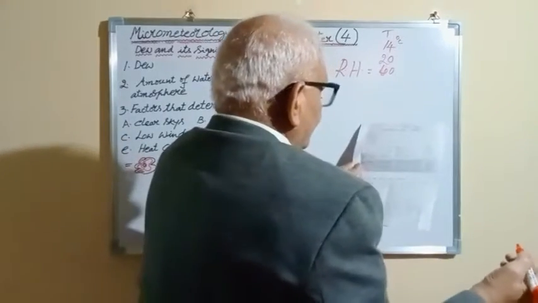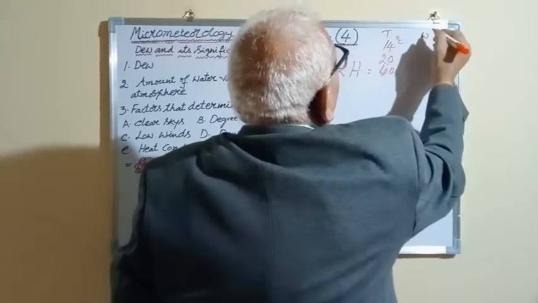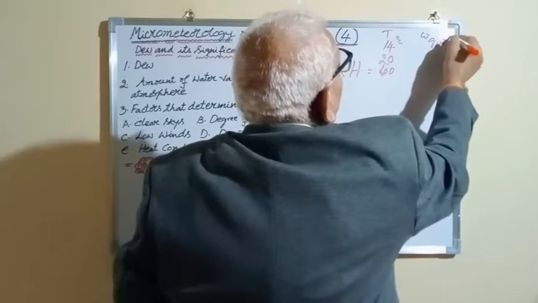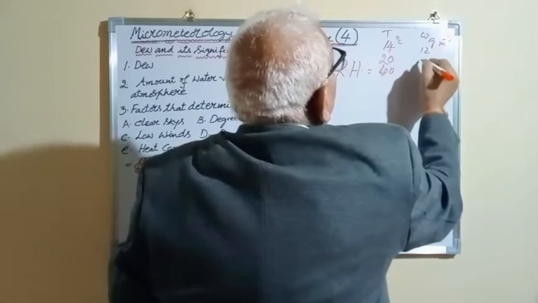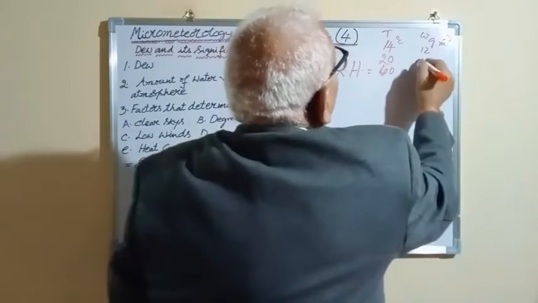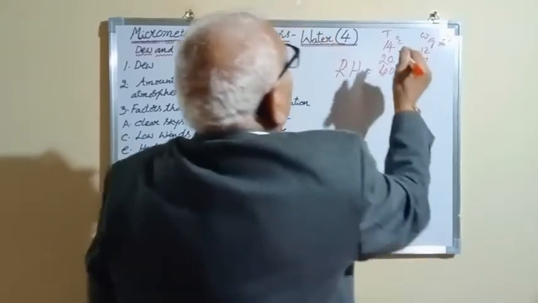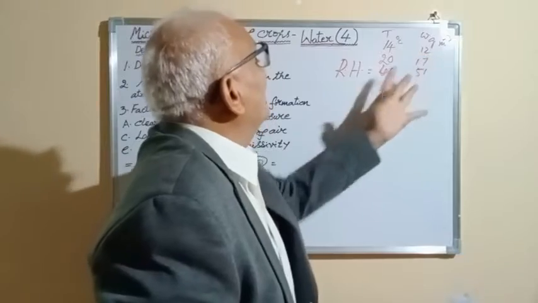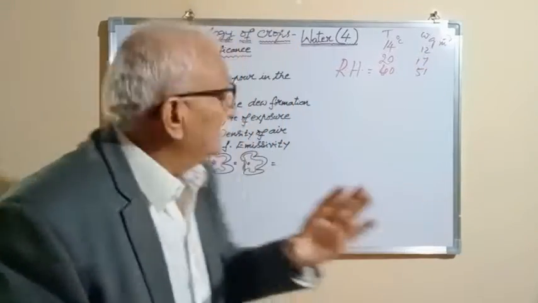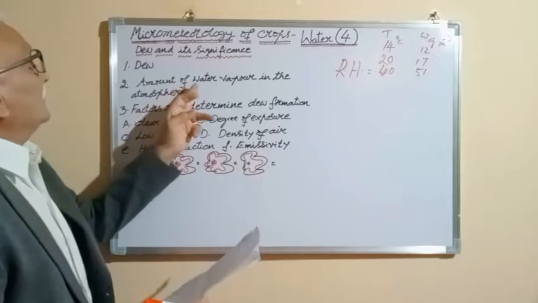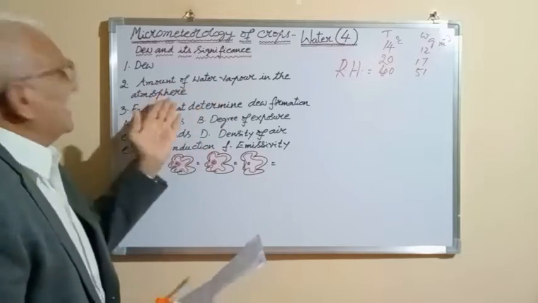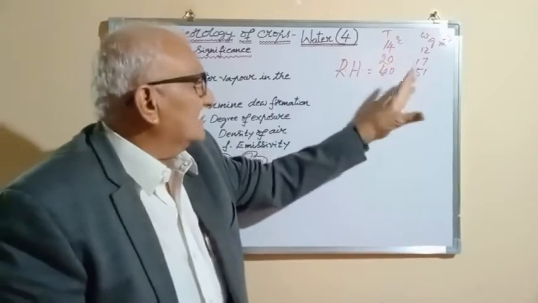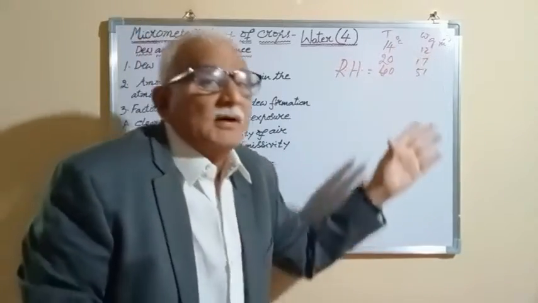What is the water vapor? The water vapor that can be held, in terms of grams per meter cube. Here 12 grams, here 17, here 51. That means at 14 degrees centigrade, the water vapor that can be held by the atmosphere is this much. This is the relation I have written: 14, 20, 40 degrees, with standard figures of 12, 17, 50 grams per meter cube.